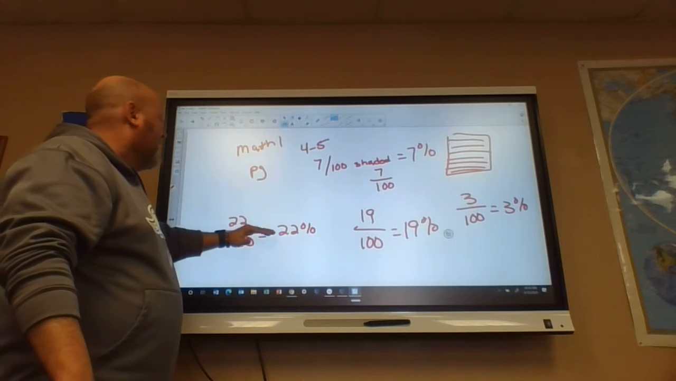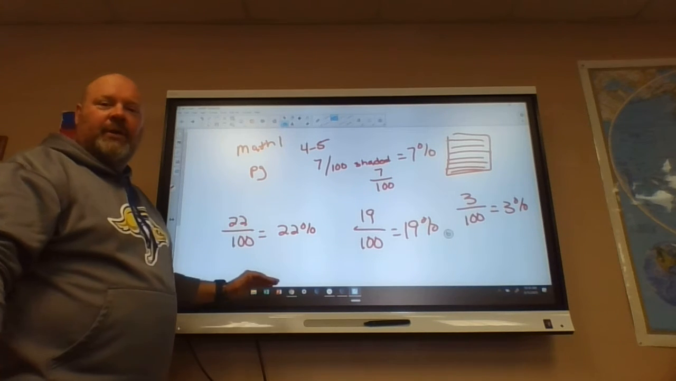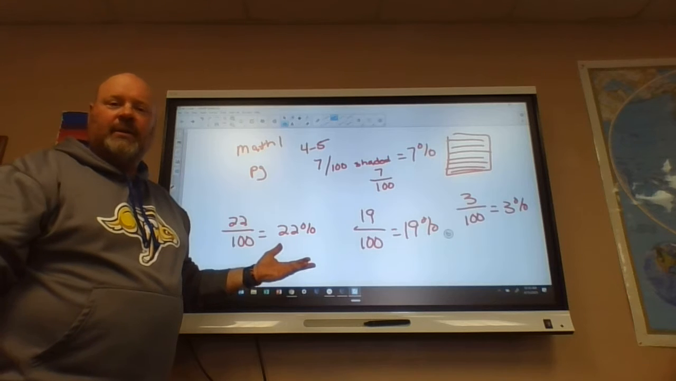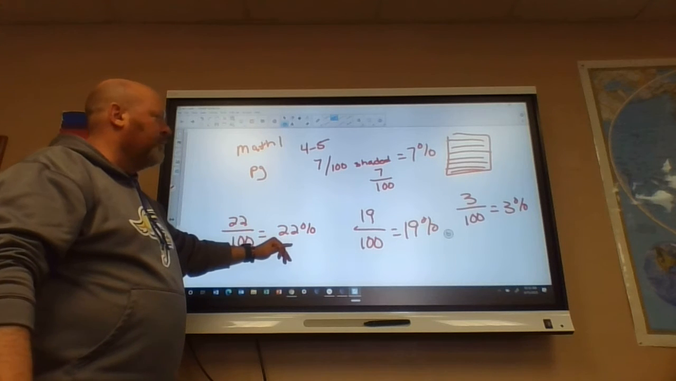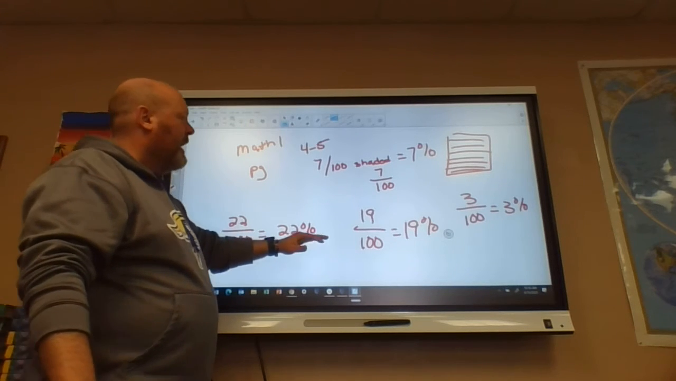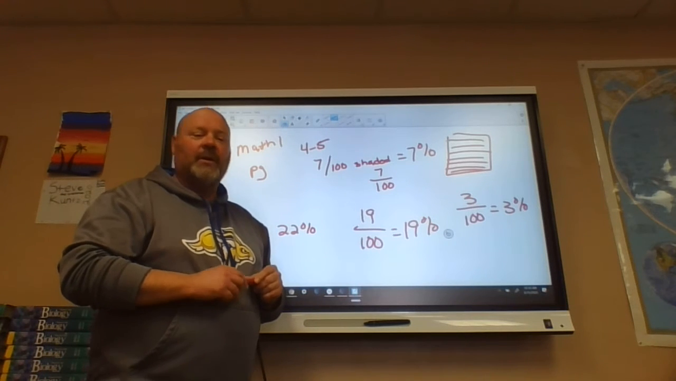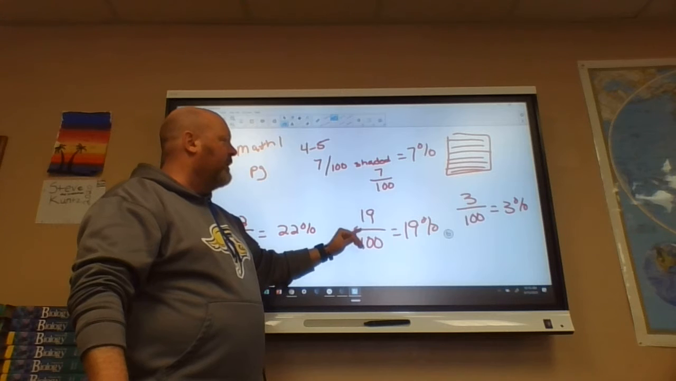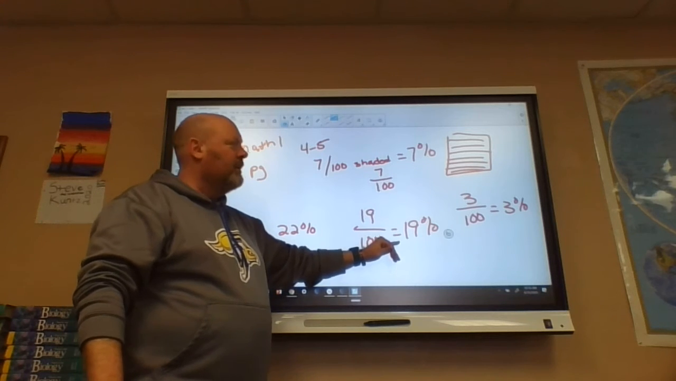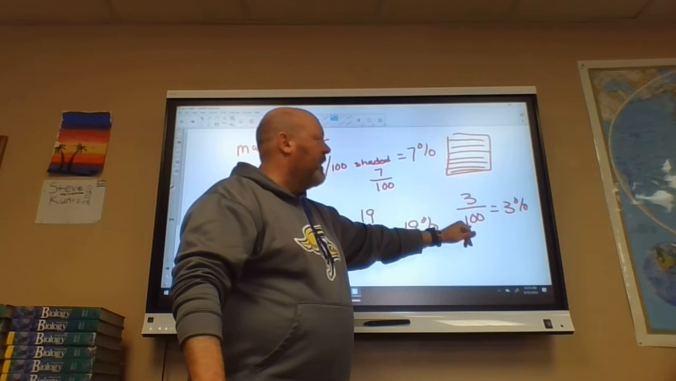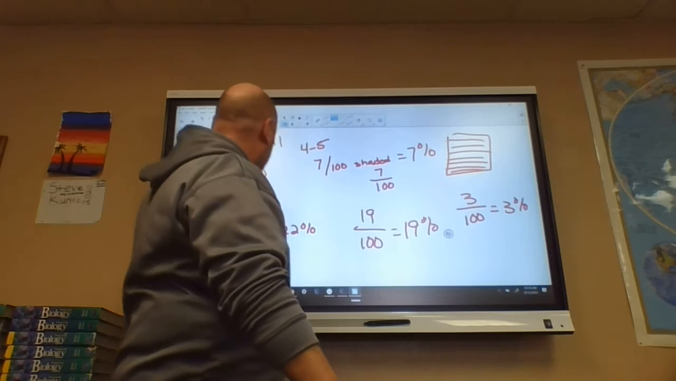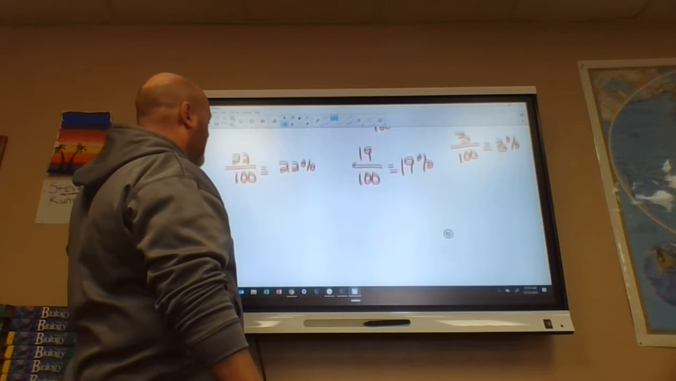The other part is they're going to give you 22 over 100. Well, it's just like the shading. 22 over 100 is 22%. Okay? Because the percentage is always based off 100. You have 100%. So if I have 19 out of 100, that's 19%. If I've got 3 out of 100, that's 3%. So that's for how you write that.